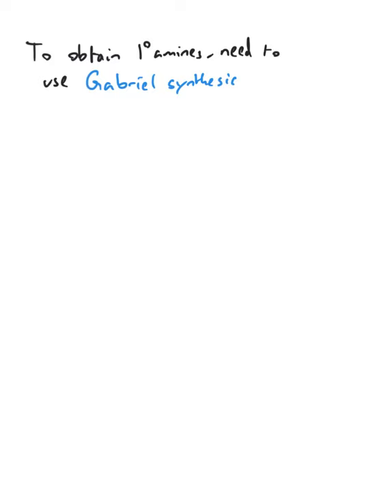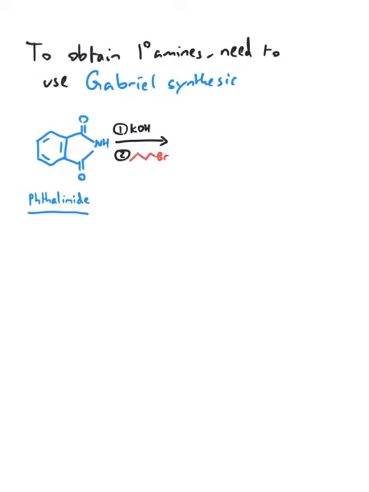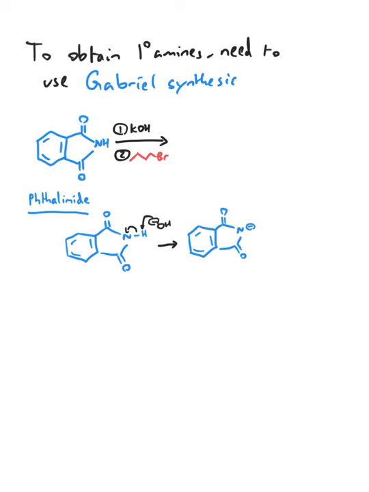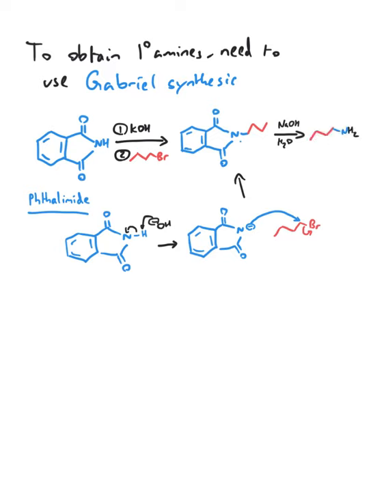You start with a phthalimide, and you have to deprotonate it with a base to make it nucleophilic, and then you mix it with the alkyl halide of your choice to yield this intermediate product. You then stir it with a strong base and water, and you will get your primary amine on the alkyl halide of your choice in very high yields.